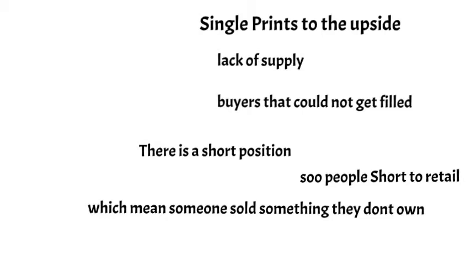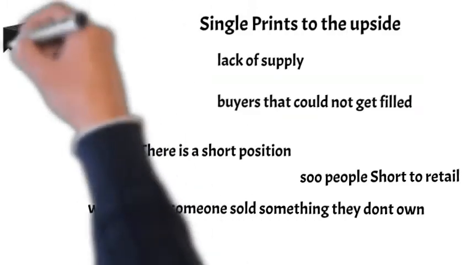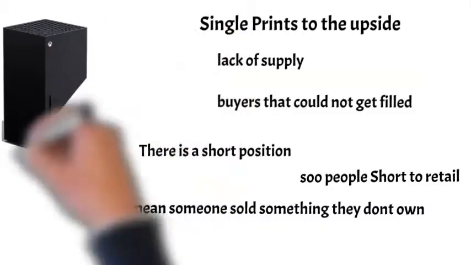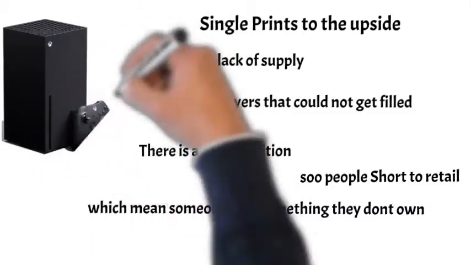And when you see the low volume in these single prints and you think of the vacuum concept, you know that those were buyers who could not get filled, right? So single prints to the upside, lack of supply, buyers that cannot get filled, that means there's a short position. So when there's a short position, remember, people shorted the retail, which means someone sold something that they don't own. So let's break this down into a logical way where we can remember it, right?